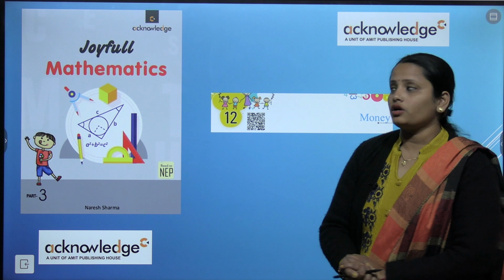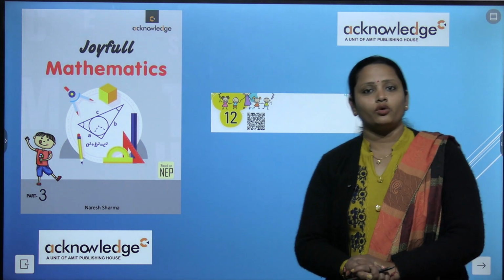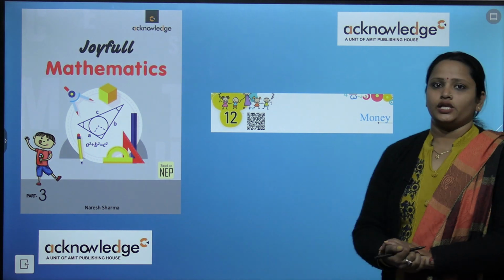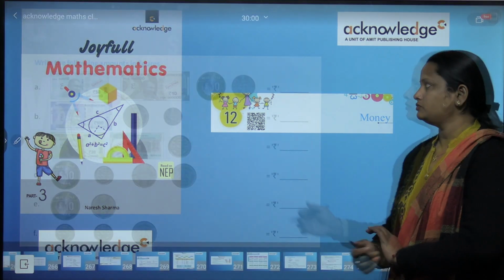So children, this is your book, Joyful Mathematics, and today we are going to do chapter number 12, Money. So let's start the chapter.